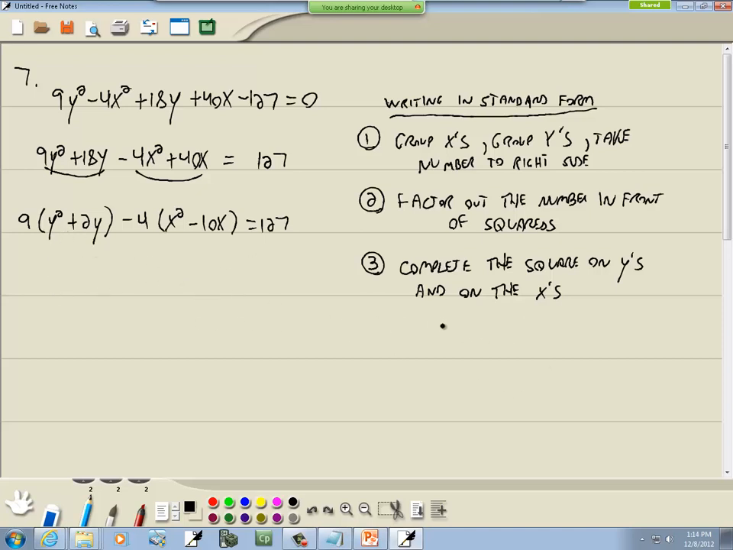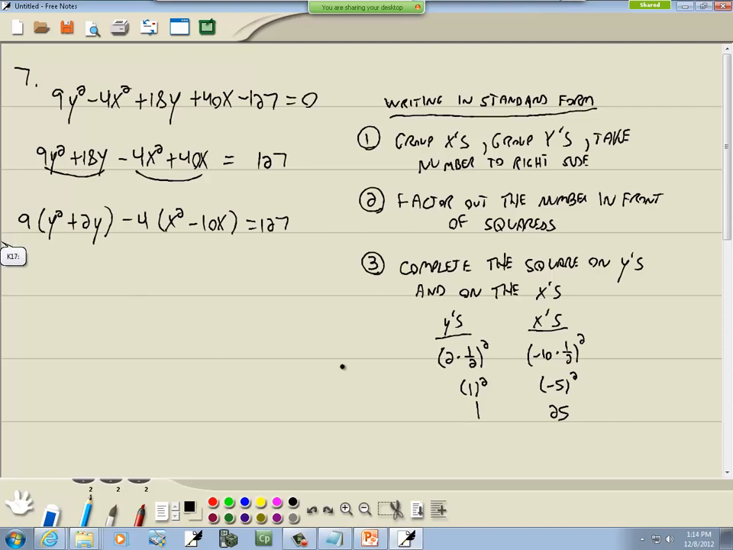For the y's, we take the number before our y, which is 2, and we multiply it times a half and we square it. It's always times a half, it's always squared. 2 times a half is 1, so we've got 1 squared or 1. Now for the x's, we'll take the number before our x, which is negative 10, and we'll multiply it times a half and square it. It's always the number before your x or before your y, always times a half and always squared. Well, that gives us negative 5 squared or 25.